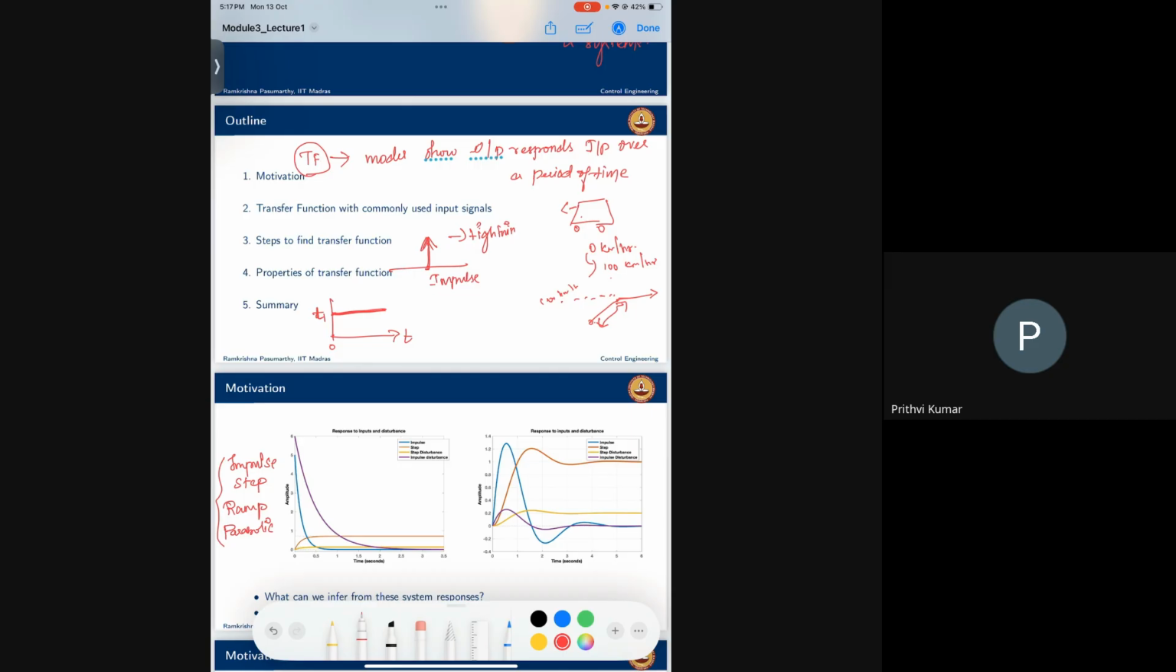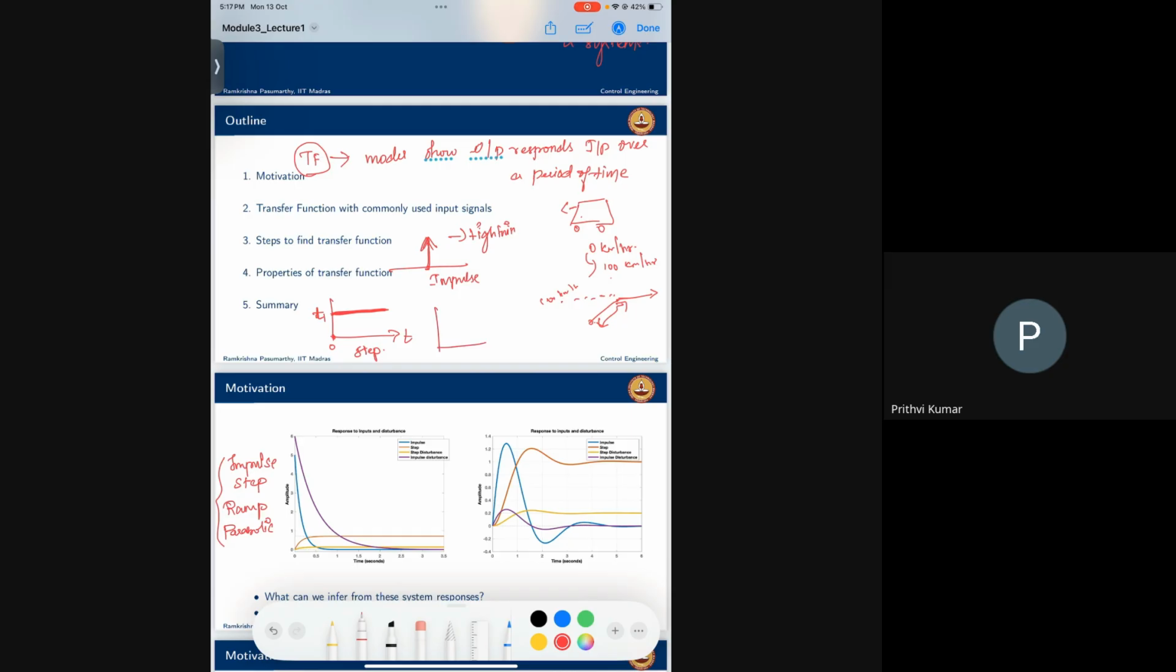For example, if we switch the fan on, until then the fan won't rotate. After that, the input keeps on, the switch keeps on, so the fan will tend to rotate until we switch it off. So this is an example of a step signal.